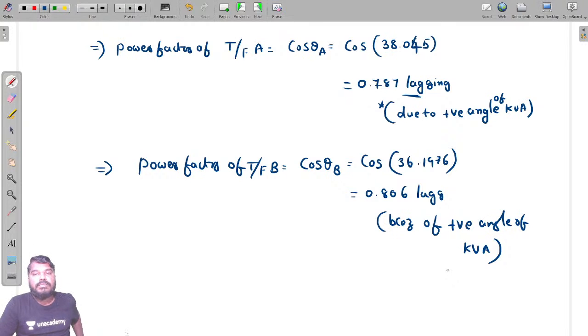Okay, so these are the problems based on this concept. There is one more question. Can you solve it, or shall we stop? There is only one more.